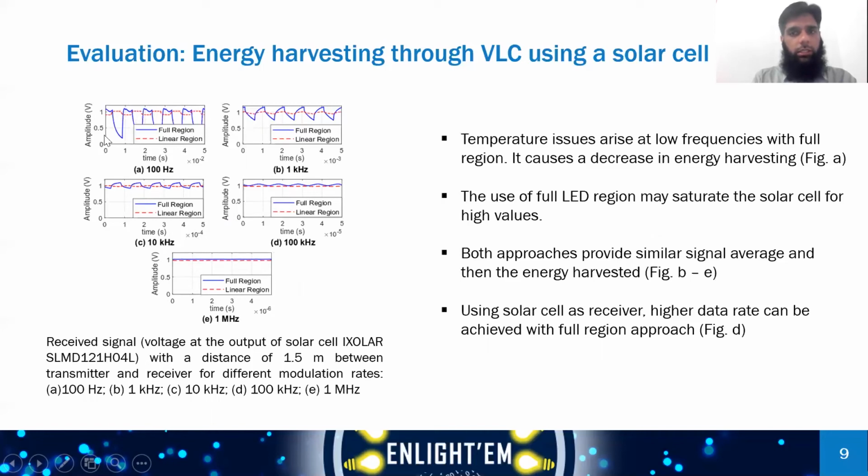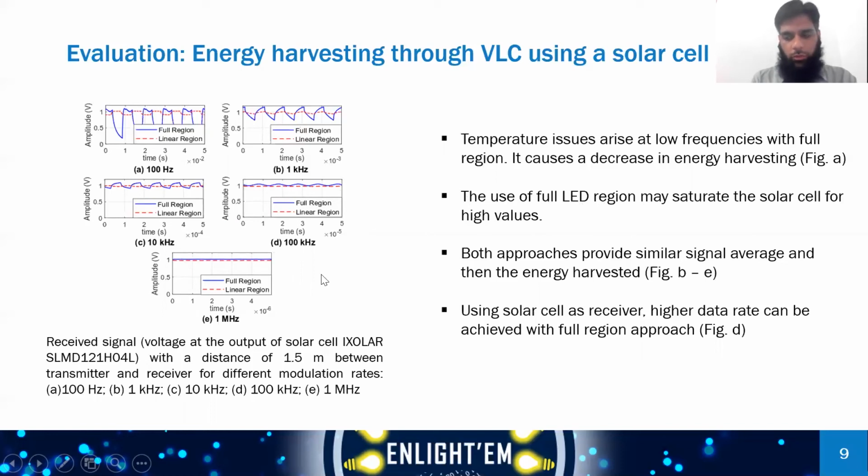So you can see that in figure A, due to the temperature issue with the full region approach, the average of the signal is less than the linear region approach. So we expect less harvested energy in this case. But in all other cases, B, C, D, and E, both approaches provide a similar average, so we get the same harvested energy from the solar cell. Another problem is that when we use the full LED approach, it may saturate the solar cell for higher values.